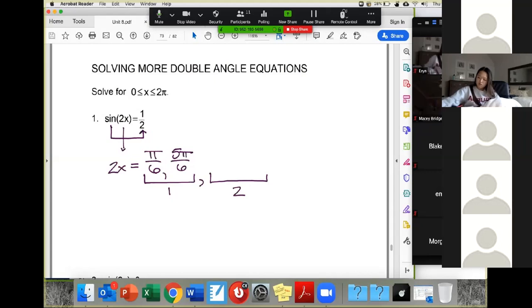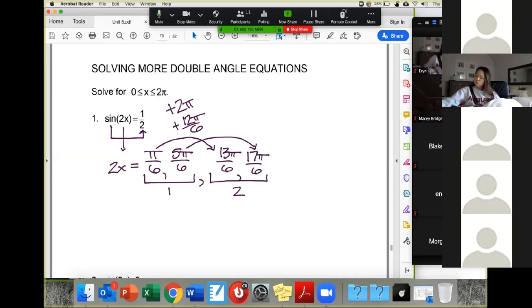Now I do have to think about when I'm adding 2 pi to each of my answers, in terms of 6, I'm adding what? 12 pi over 6. So pi over 6 plus 12 pi over 6 gives me what? 13 pi over 6. And 5 pi over 6 plus 12 pi over 6 is 17 pi over 6. Okay.